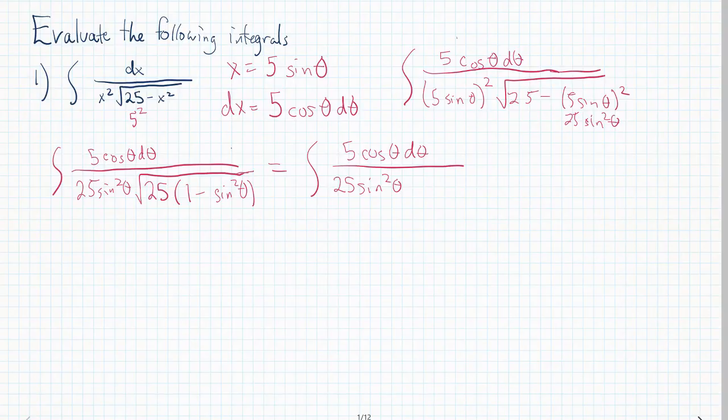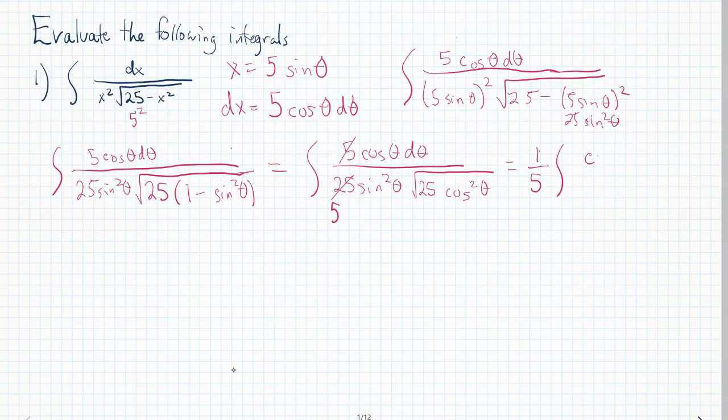And then this should be the square root of 25 cosine squared theta. Now some beautiful things start to happen. First off, you can cross off that 5 up above with the 25 down below and take that 1/5 out in front.